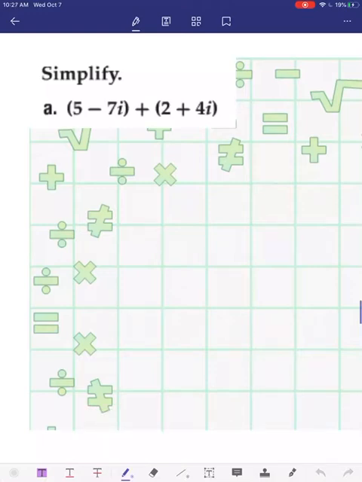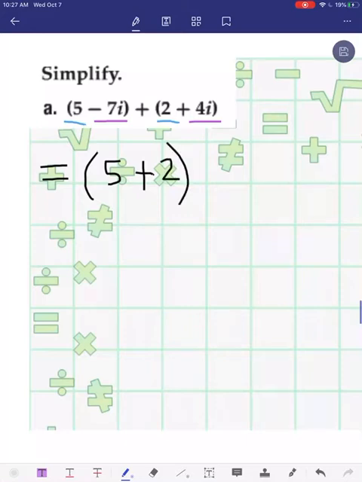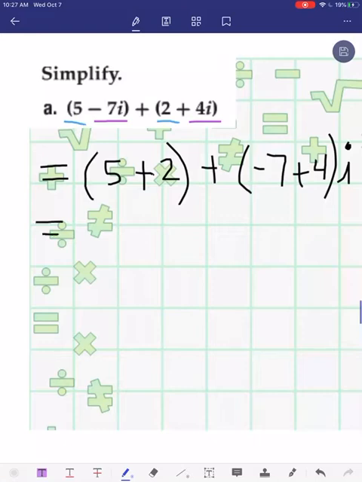When we're adding or subtracting, we're going to look at our real parts and our imaginary parts. And we're going to combine those two parts together like we would our like terms. So notice that we have a 5 and a 2, and we're adding them. So we would do 5 plus 2. Then we have a -7 and a 4. And that is what's going to be in front of our i. So 5 plus 2 gives us 7. And then -7 plus 4 gives us a -3i.